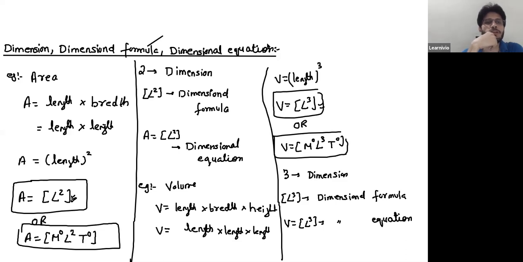Now this unit number 1 is the easiest unit of your syllabus. This dimension, error, measurement of length, mass and time. These are the easiest portion of your syllabus.